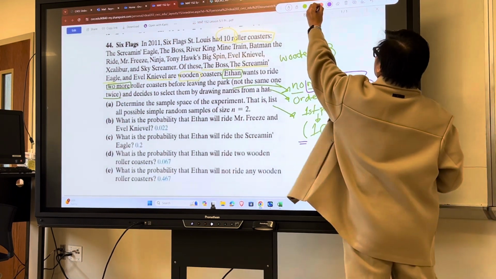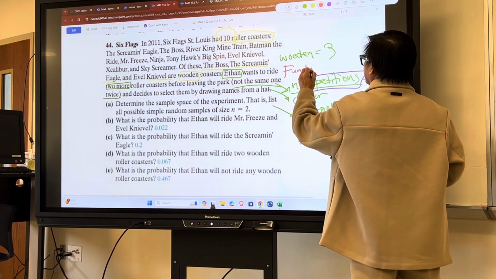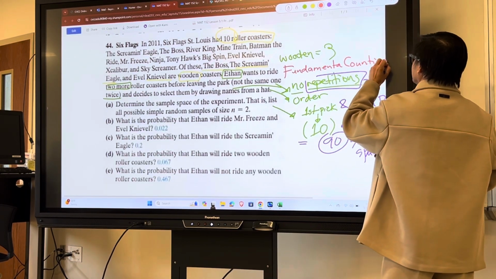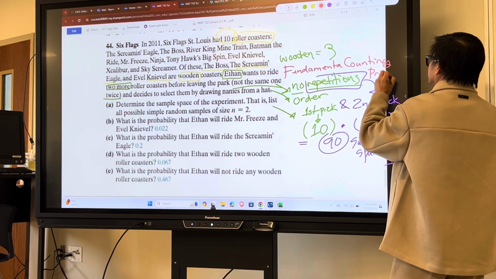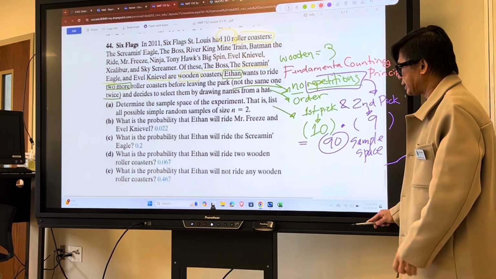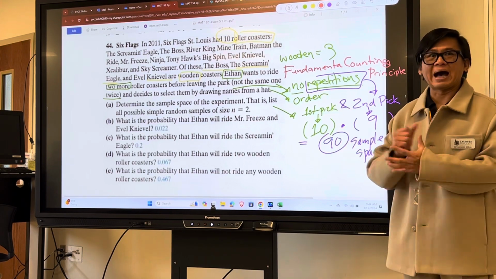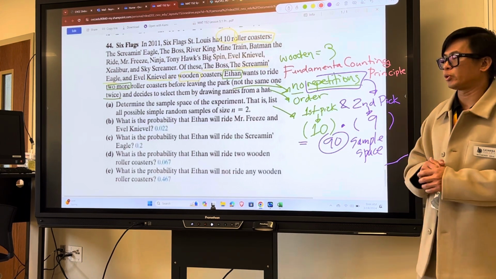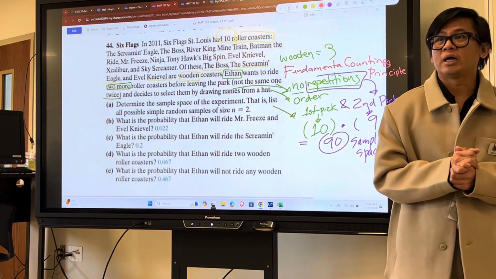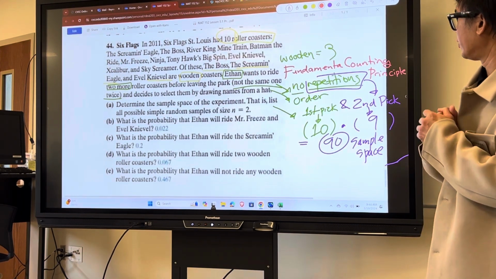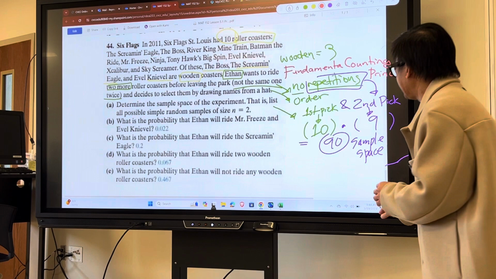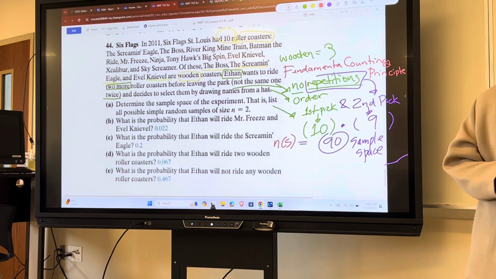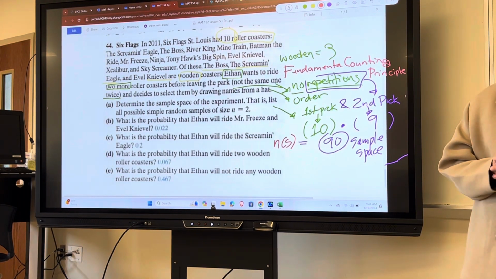So let's put it in here: the fundamental counting principle. Again, it basically tells us that if we have n outcomes independent of each other, to get all of those outcomes together, we just have to multiply each of their possible outcomes. So that's what we call n of S, the sample space.